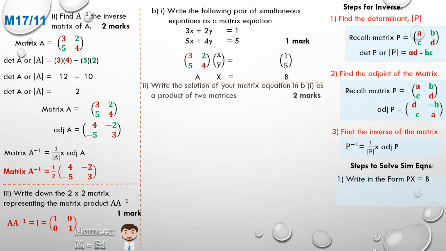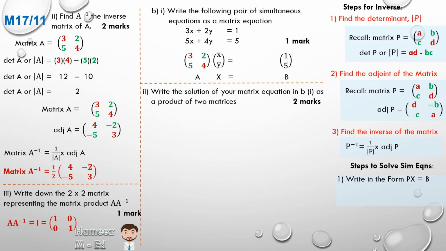In part 2, write the solution of your matrix equation in B part 1 as a product of two matrices. So we've already looked at it and recognized that we have AX is equal to B. So let's look at the second step in solving simultaneous equations, which would be to get rid of the A by multiplying by A inverse on both sides. So let's do the same thing here. If we have AX equal to B, let's multiply by A inverse on the left side and A inverse on the right side. So we have A inverse A X is equal to A inverse B.